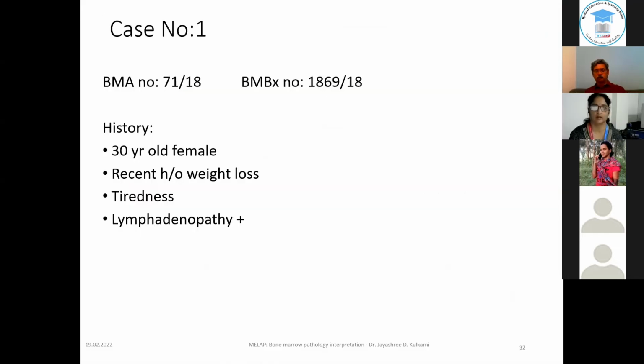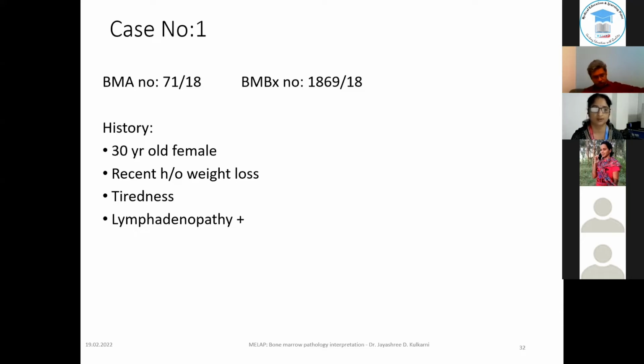Thank you. Okay. Now, Dr. Sanjay Pai has shown us almost majority were non-neoplastic, I think, except Hodgkin's. So I thought I will take you through a few of the common and some rare neoplastic conditions.